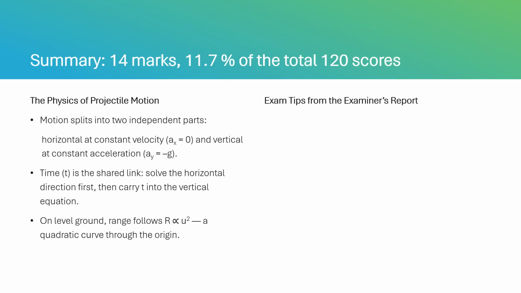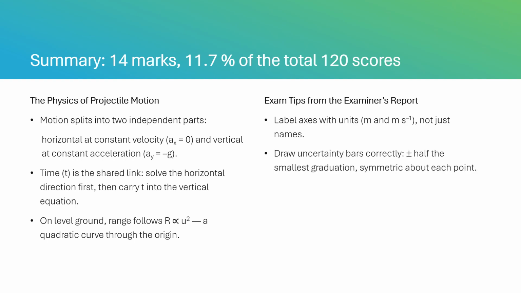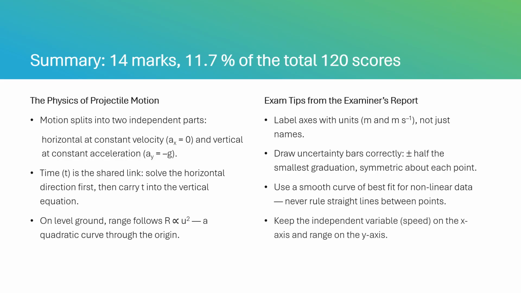Exam tips from the examiner's report. Label axes with units, m and ms⁻¹, not just names. Draw uncertainty bars correctly, plus or minus half the smallest graduation, symmetric about each point. Use a smooth curve of best fit for non-linear data, never rule straight lines between points. Keep the independent variable, speed, on the x-axis and range on the y-axis.